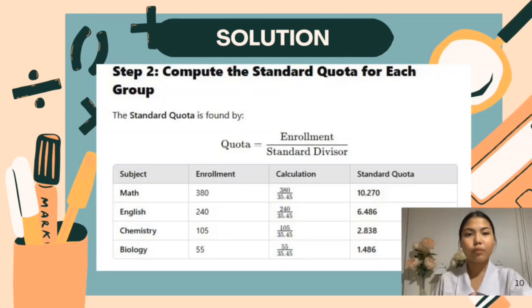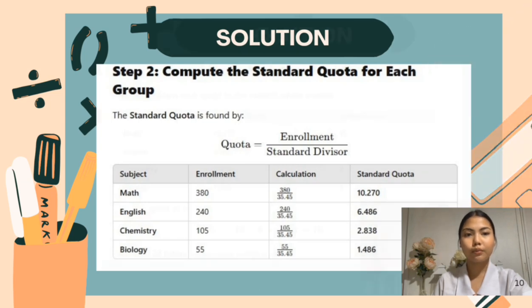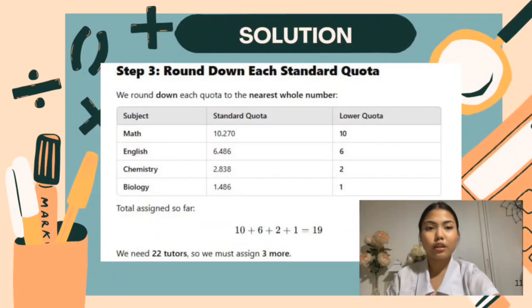Step 2 is to compute the standard quota. Next, we calculate the standard quota for each subject by dividing its student enrollment by the standard divisor. Now that we have the quotas, let's round them down to the nearest whole number. Step 3 is to round each quota. We round each quota down to the nearest whole number. So far, we have assigned 19 tutors, but we need 22 tutors, meaning we'll still have 3 more to assign.